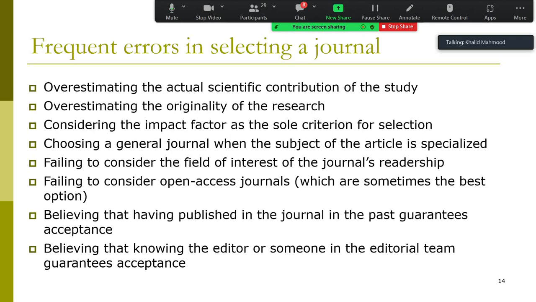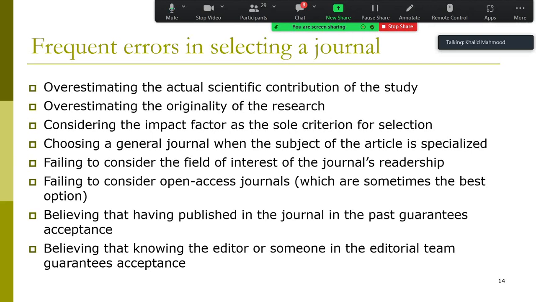Overestimating the originality of the research. Your research must be original in its nature. Considering the impact factor as the sole criterion for selection. Sometimes you have to publish in an impact factor journal, but in other cases you don't have to. It depends on your need. Choosing a general journal when the subject of the article is specialized. I would suggest that you always select a specialized journal in a narrow subject area, so there are more chances to publish your research.